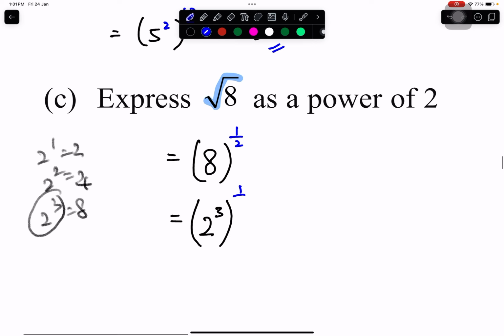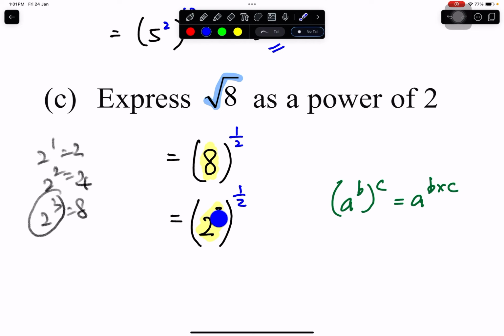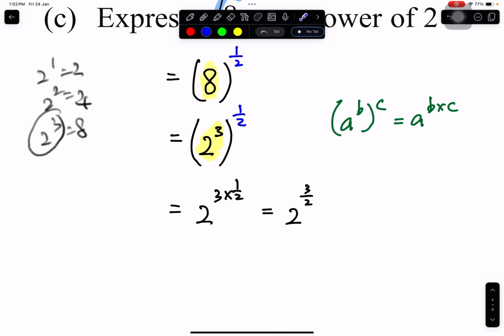And then the outside 1 over 2. So clearly, this is the 8, and this is the 8 as well, since 2 to the power of 3 is also an 8. Then apply the power of the power rule, which is a to the power of b to the power of c equals a to the power of b times c. Now our b and c are 3 and 1 over 2. So we will have 2 to the power of 3 times 1 over 2, which is 2 to the power of 3 over 2. Yes, we do have an expression like this, okay?